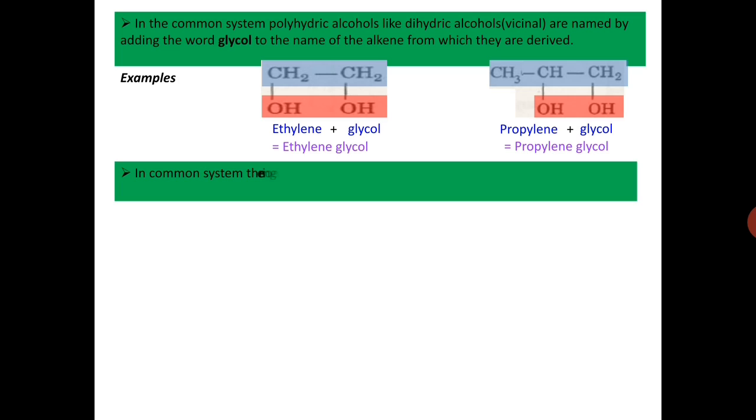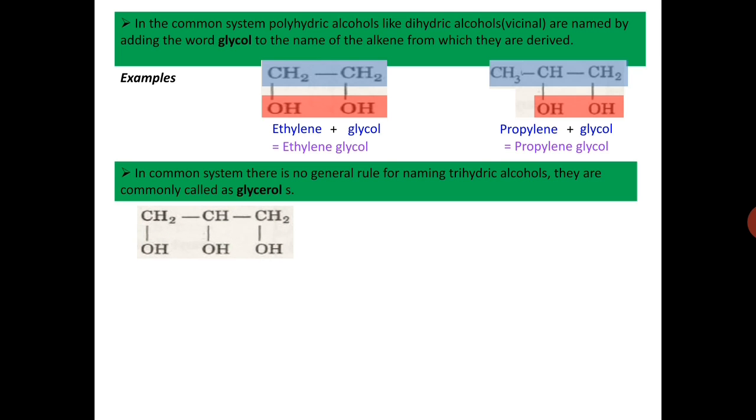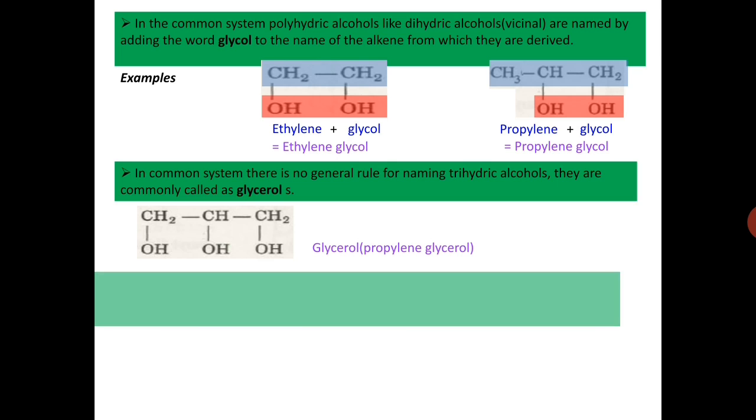For the trihydric alcohol, meaning the compound contains 3 OH groups which are attached to different carbon atoms, we call it glycerol. Okay, here we see CH2OH, CHOH and CH2OH, which is glycerol, or propylene glycol.